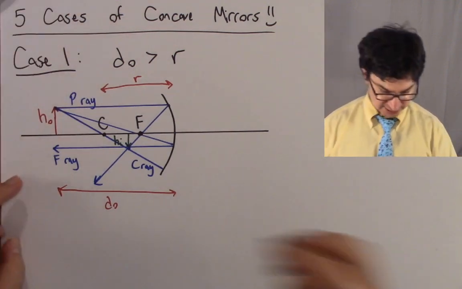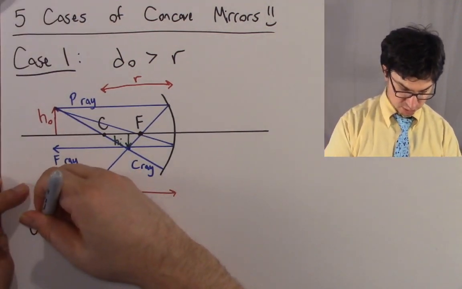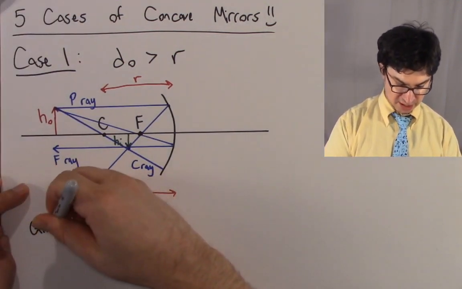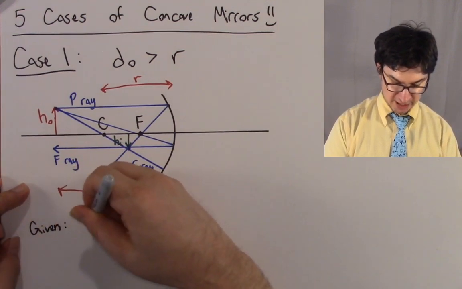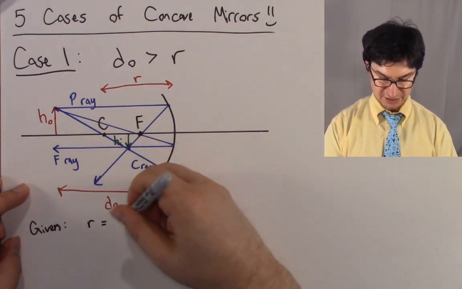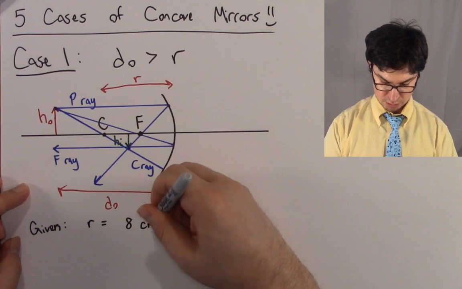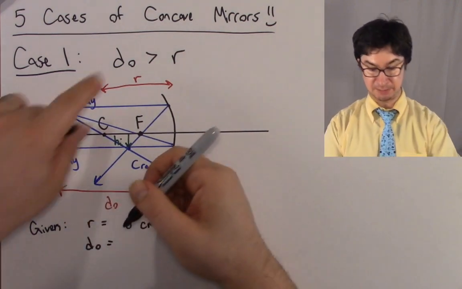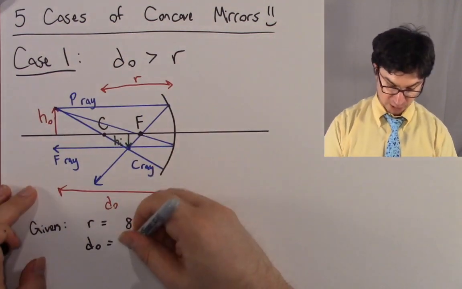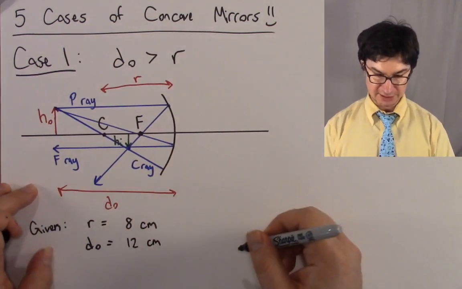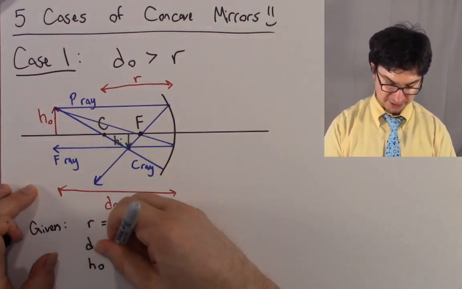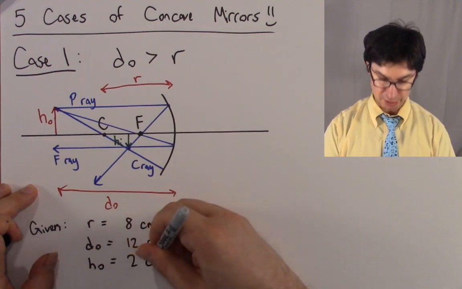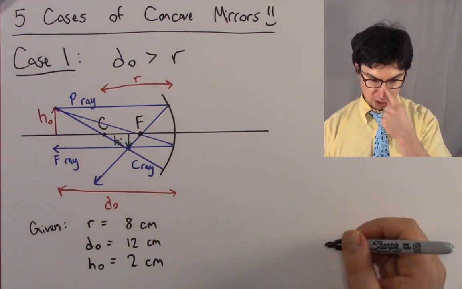All right, let's say we're given the radius of curvature, and let's say that's 8 centimeters. Let's say we're given the object distance, which again has to be bigger than the radius of curvature. That's going to be at 12 centimeters. And let's say we're given the height of the object, which happens to be, in this case, 2 centimeters. Okay? So let's say these are all our givens.